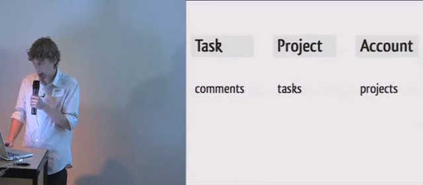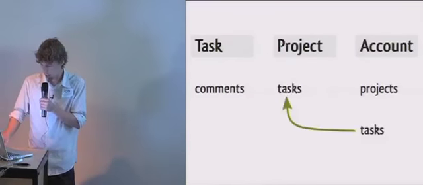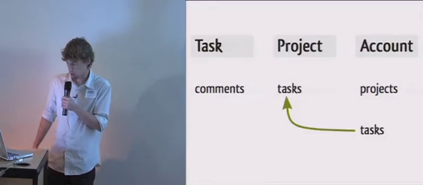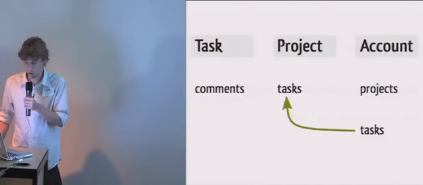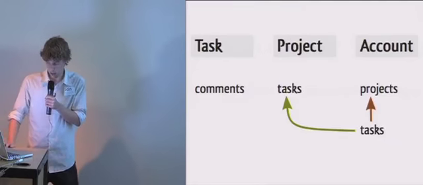Here we have a model, a task model, which has many comments. This is an ordinary has many association. And there's a project model, which has many tasks. Again, ordinary has many. And again, an account model, which has many projects. On top of this, we can layer a through association. So this account tasks association links to the project tasks association through projects.